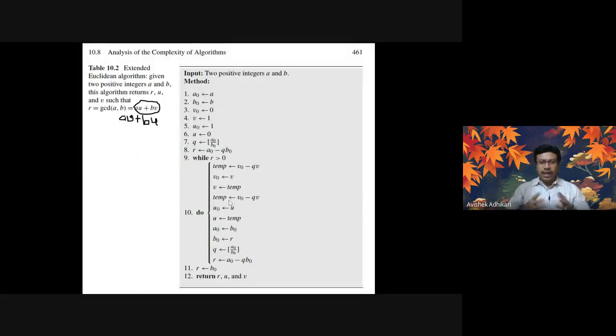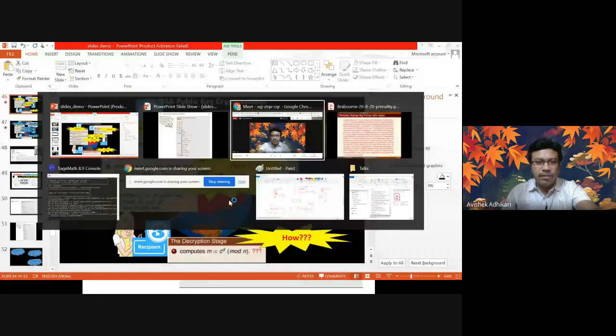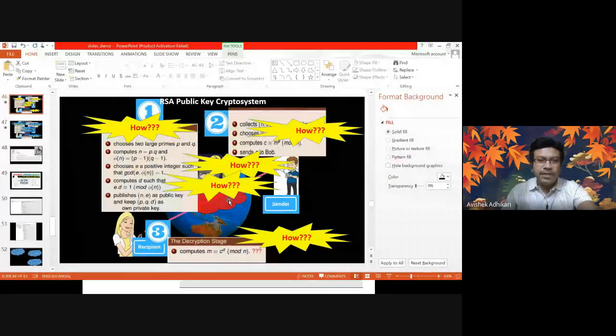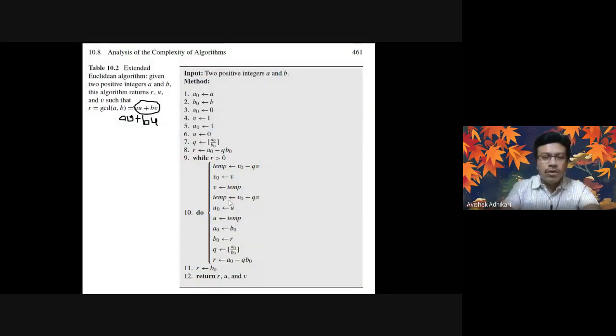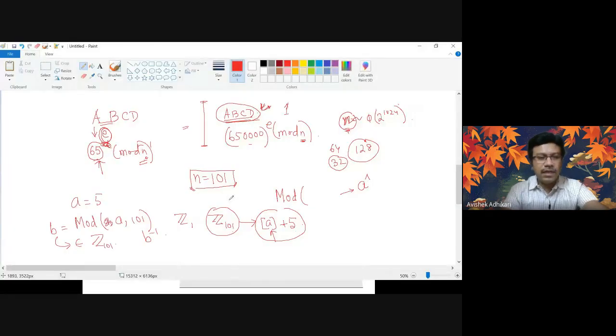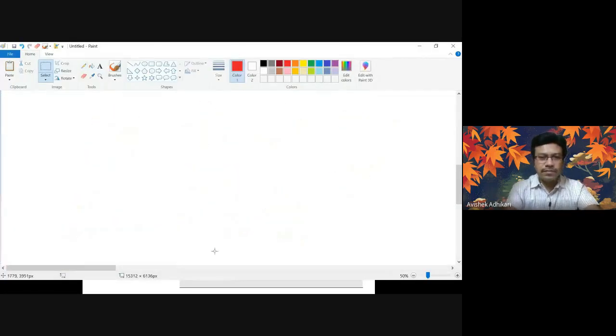Okay. Now I think the idea of how this can be done is quite clear, but it may not be clear how this is efficient enough. So that we will come to after some time. I will show you how and why this GCD algorithm is efficient. Okay. Now let's come to the extended Euclid algorithm. To understand it quite clearly, let us have a look at this.